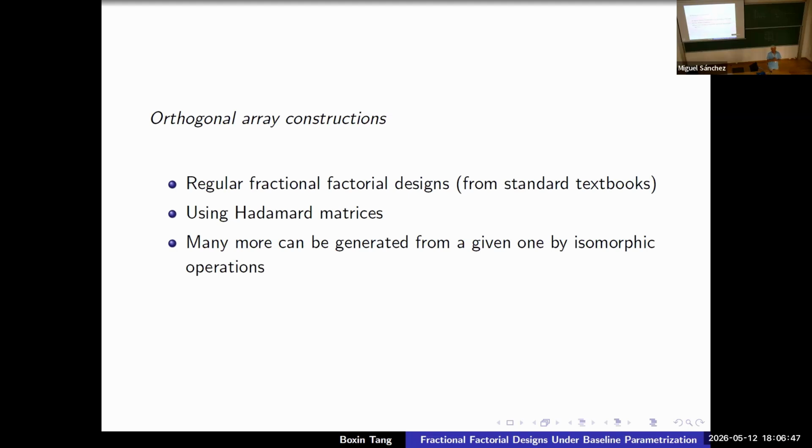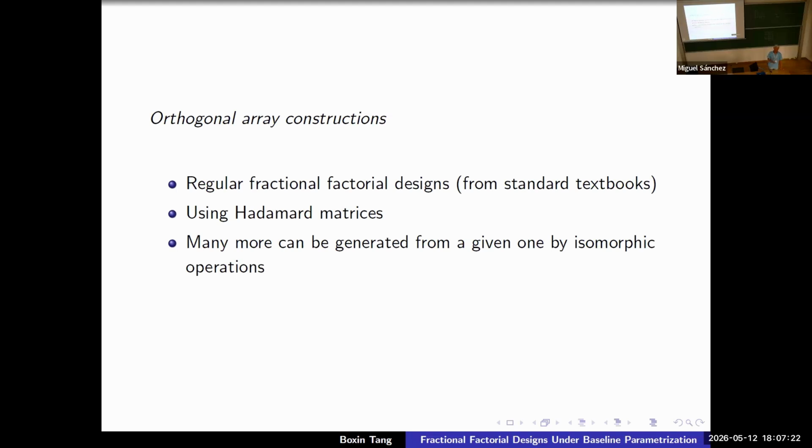These designs are good, but they have limitations, right? Because the gap in the run size is getting bigger and bigger. So if you can afford, for example, 20 experiments, then you can use 16, same for runs. But if you really want to have at least 20 runs, the next one is 32.